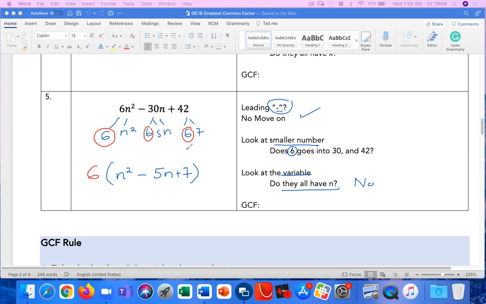Okay, I really hope this method makes sense to you. It's all about looking into the common factor and putting it outside the parentheses and you're good to go.